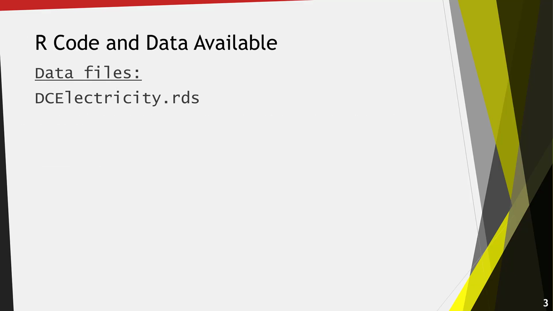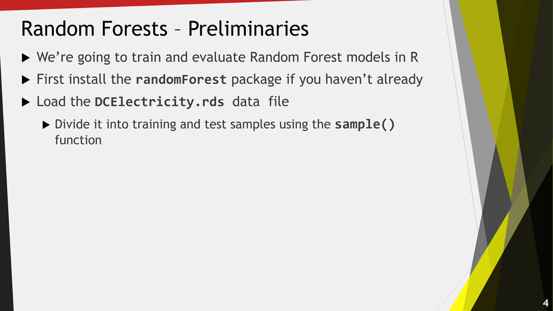The R code used in this video is available in the Learning Management System. You'll need the data file dcelectricity.rds if you'd like to follow along. In this video, we're going to train and evaluate random forest models in R. If you haven't already, install the random forest package. Also, let's load the dcelectricity.rds data file and divide it into training and test samples using the sample function.